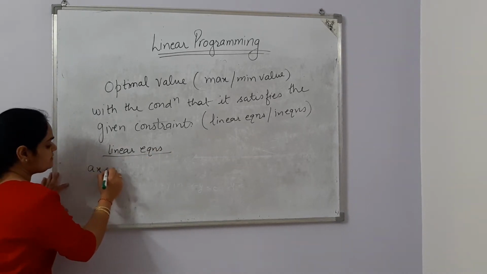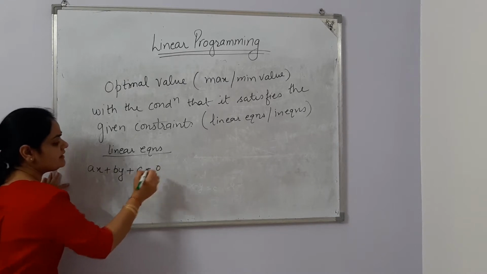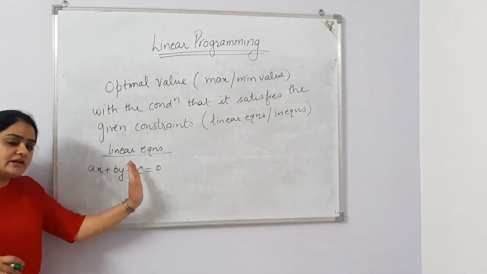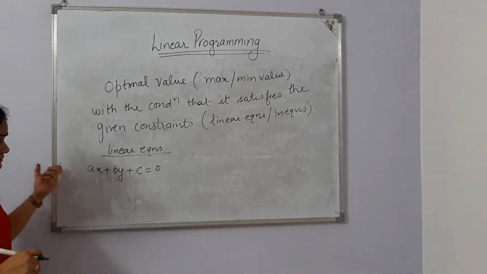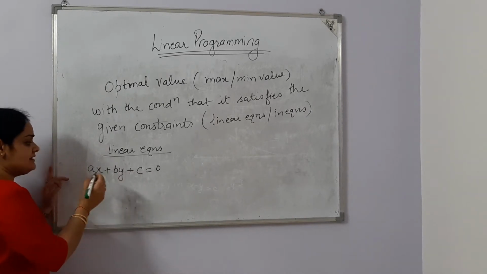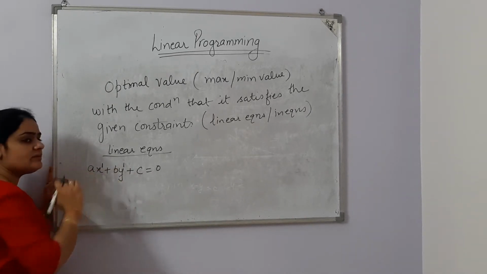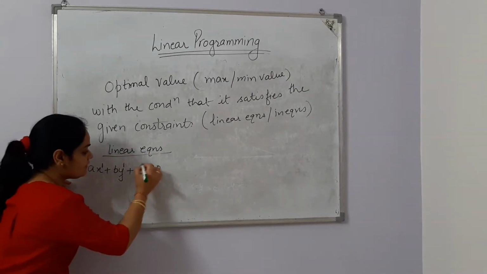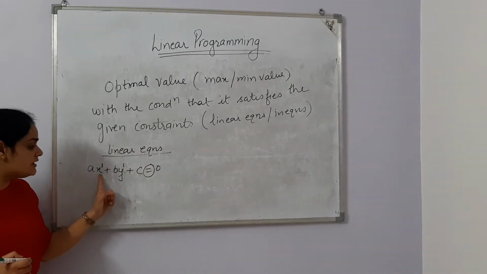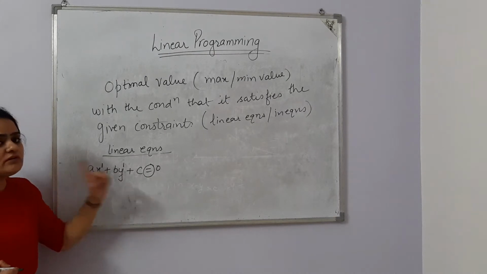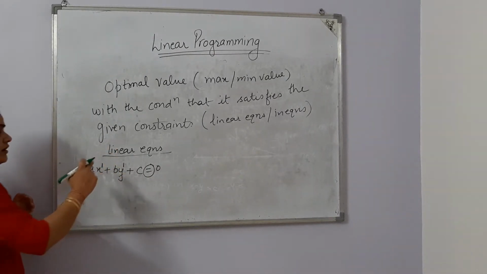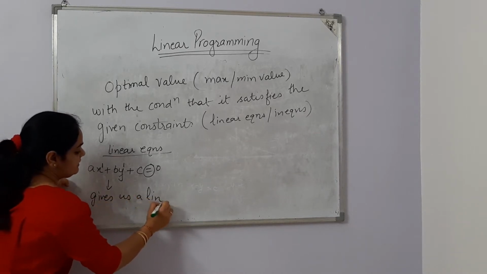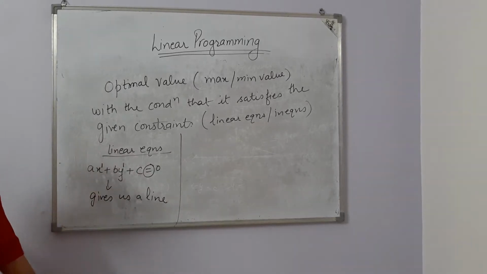So a linear equation is in the form of ax plus by plus c equals 0, or you can write ax plus by plus c plus d equals 0. Why is it linear? Because there are two variables here, x and y, and both powers are 1. And why is it called an equation? Because it is equal to 0. Whenever the variable's power is 1 and it is equal to 0, it is called a linear equation. Just remember, an equation gives us a line.